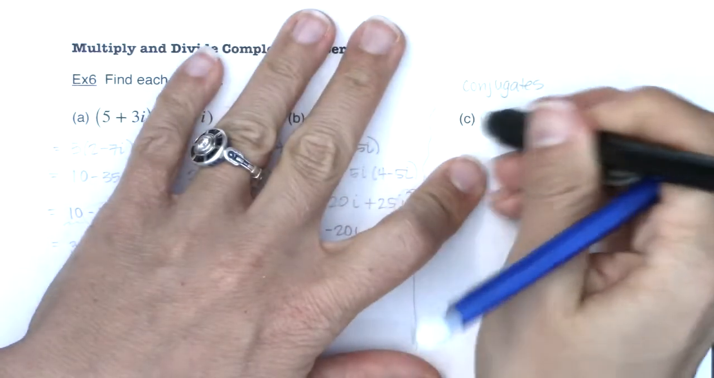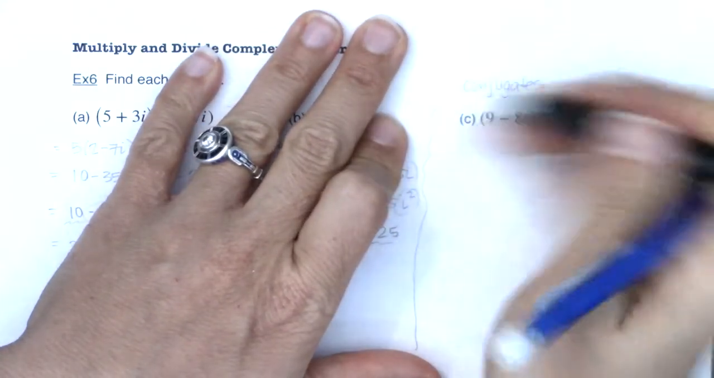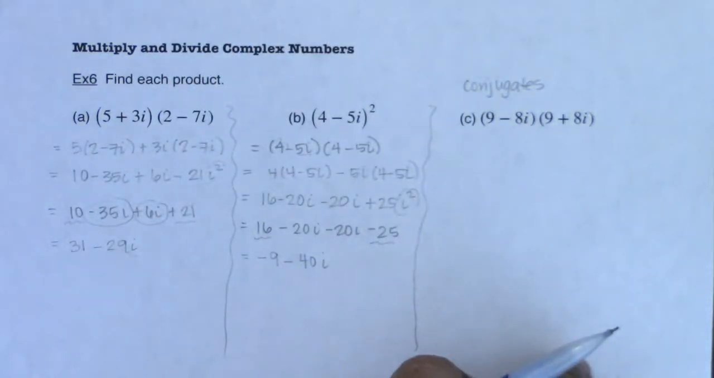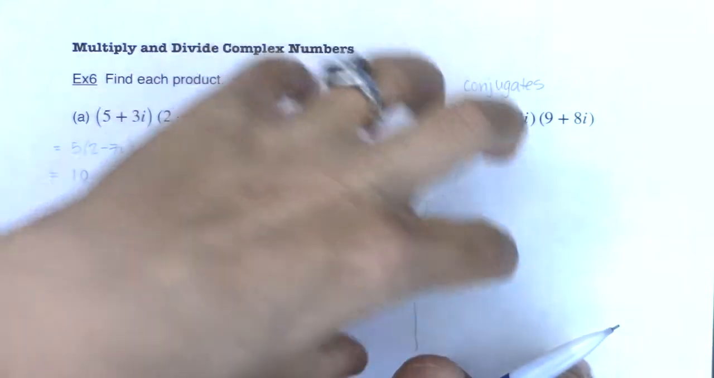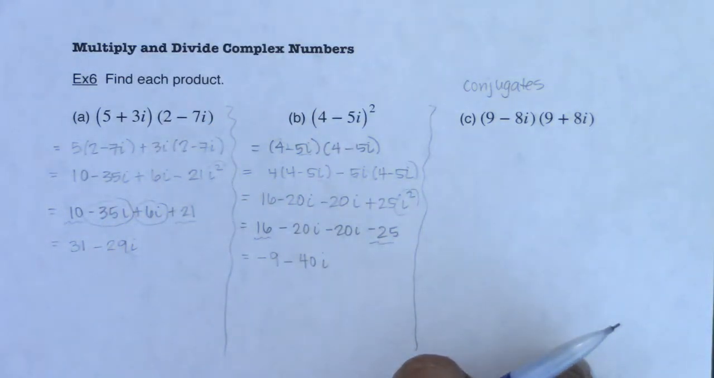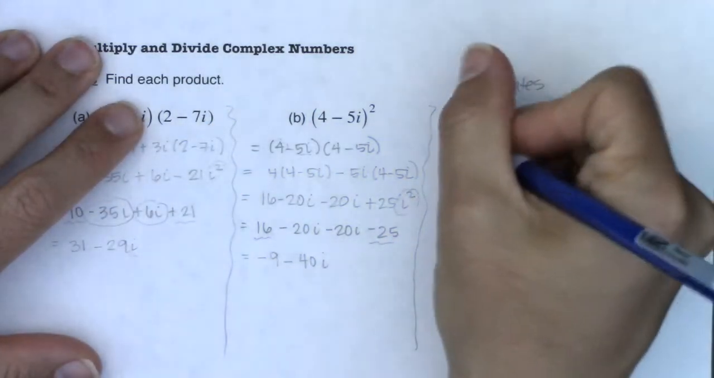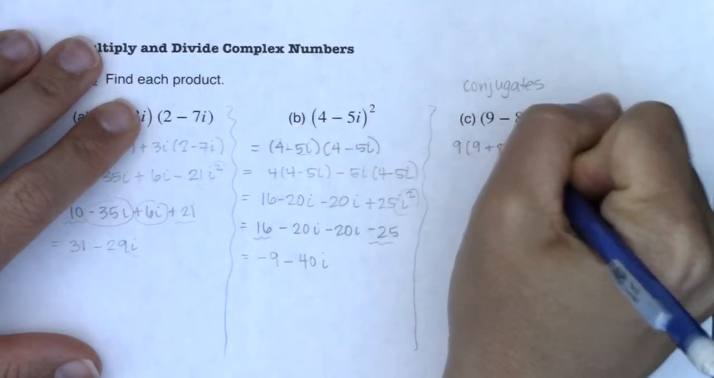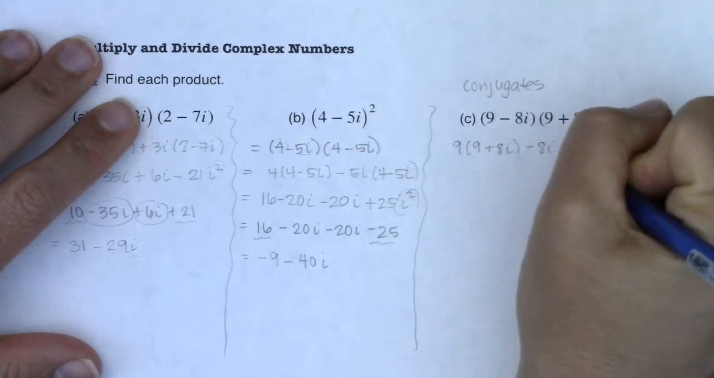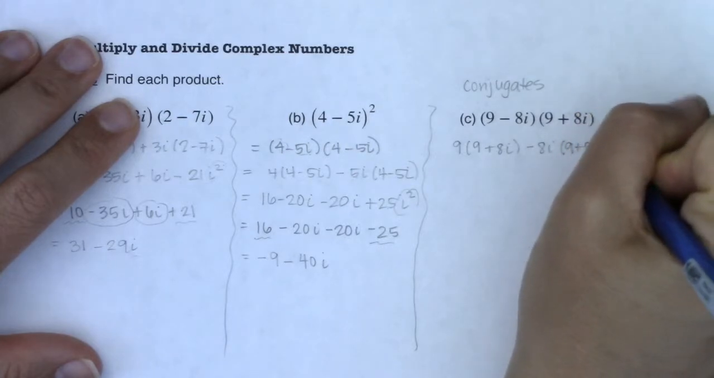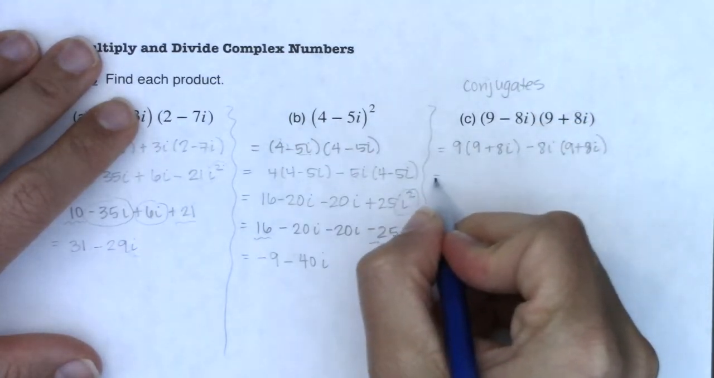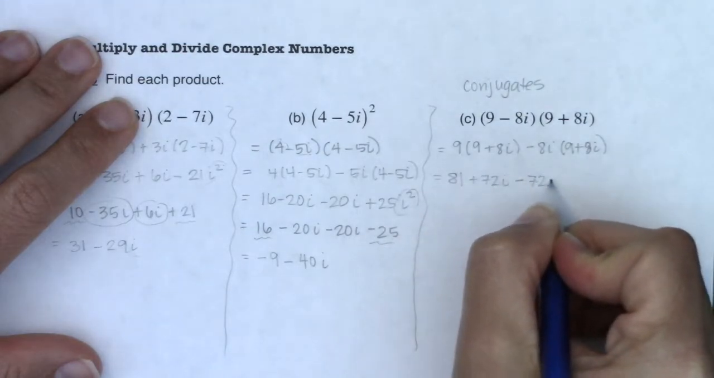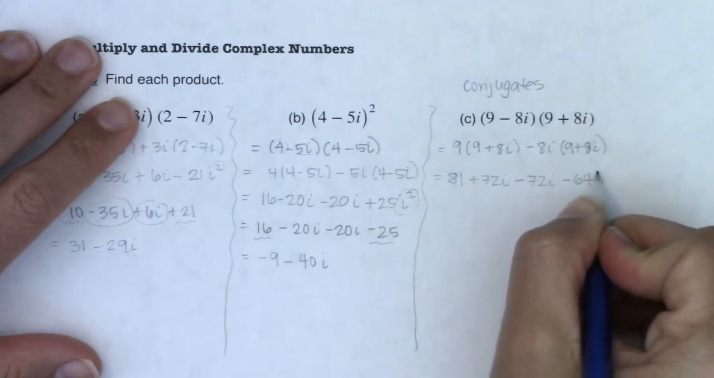Now something very unique happens when you multiply conjugates. So I'm going to double distribute these. Again, if you want, go ahead and FOIL them, but I'm going to double distribute them, and then we're going to talk about what was special about these products. So if I double distribute, I'm going to go 9 times 9 plus 8i, and then I'm going to distribute the negative 8i to 9 plus 8i. All right, so looking at this, it looks like 81 plus 72i minus 72i minus 64i squared.